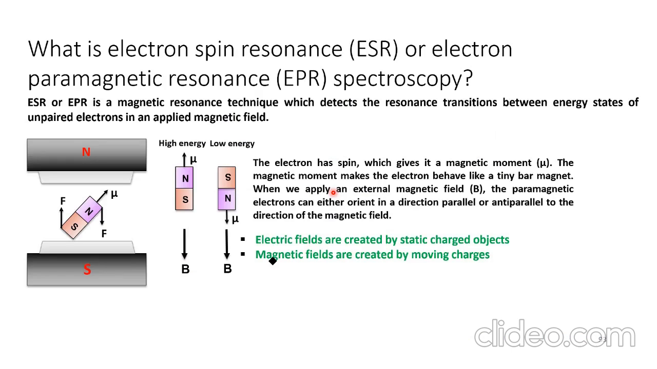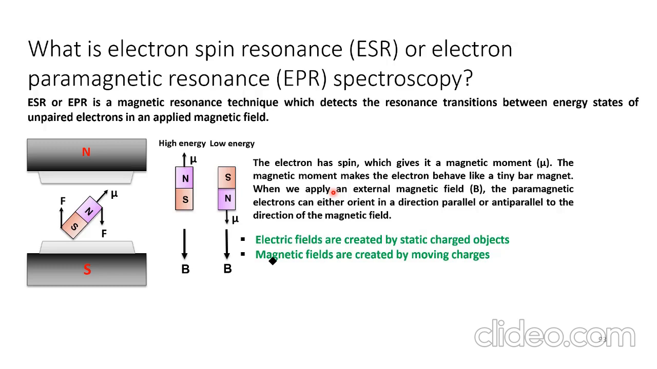So what is electron spin resonance basically? It is also known as electron paramagnetic resonance spectroscopy. ESR or EPR is a magnetic resonance technique which detects the resonance transition between energy states of unpaired electrons in an applied magnetic field. So it has to be an unpaired electron, because if the electrons are paired, then plus half and minus half will cancel out each other.